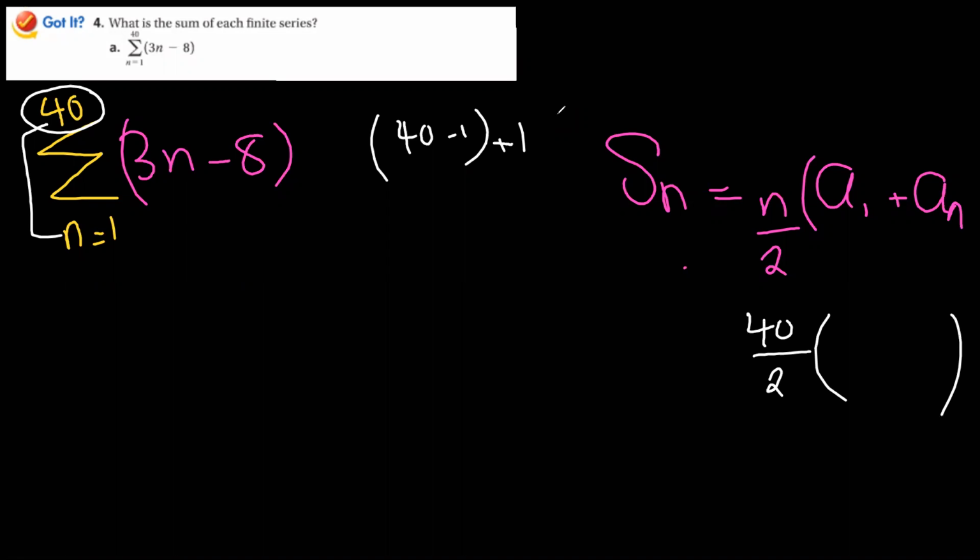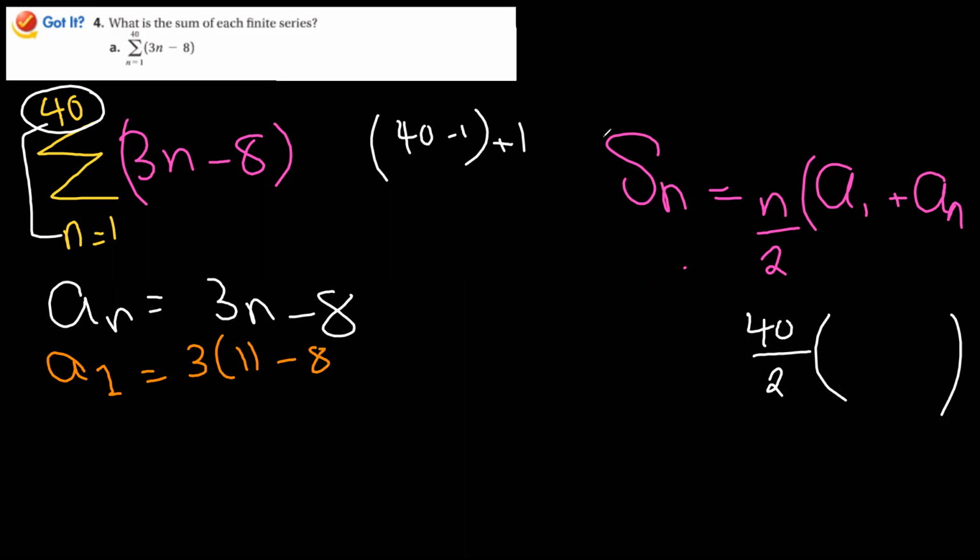Now, this is what I need: the first term and the last term. Since a sub n is 3n minus 8, this is my explicit formula. Can I find the first and the last term? Yes, I can, because I have an explicit formula, and n is the number of the term. So it's easy for me to find a sub n. a sub 1 is 3 times 1 minus 8. 3 times 1 is 3, minus 8 is minus 5.